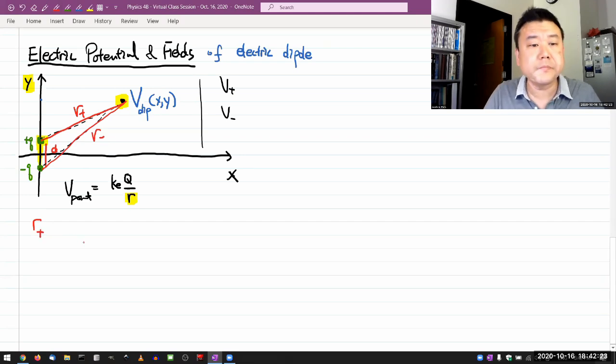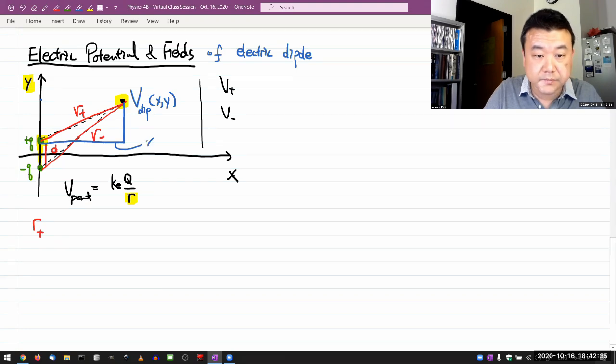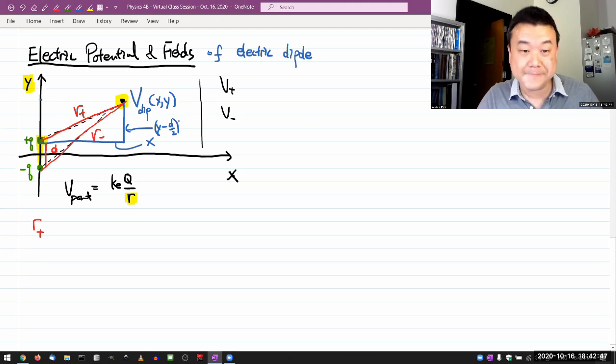r plus, let's see, I think it's easiest if I draw this triangle. So this side of the triangle is simply going to be x, and this side of the triangle is going to be y minus d half. And here's a kind of amazing thing. This expression will work for all the points y in all four quadrants because I'm going to be squaring it. So it's really the magnitude that matters. So even if y is, I don't know, between 0 and d, it's still going to work.